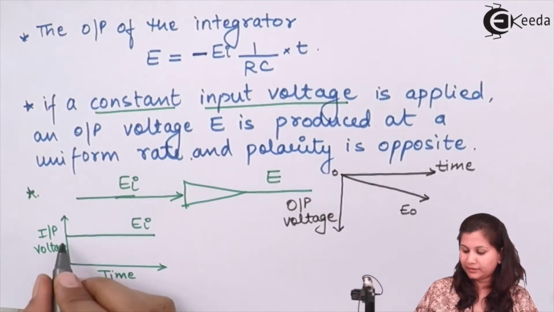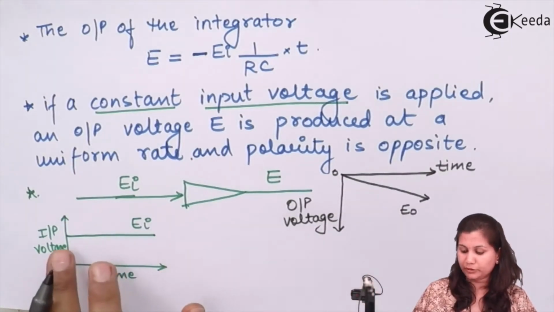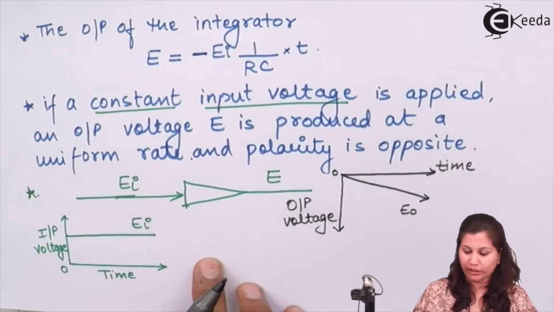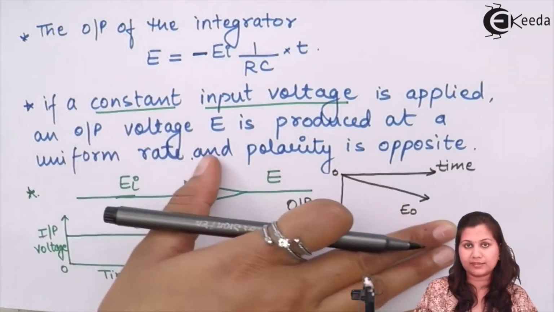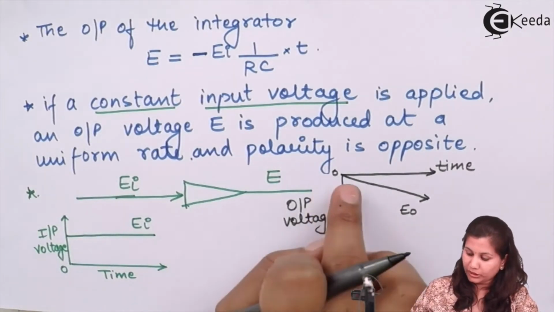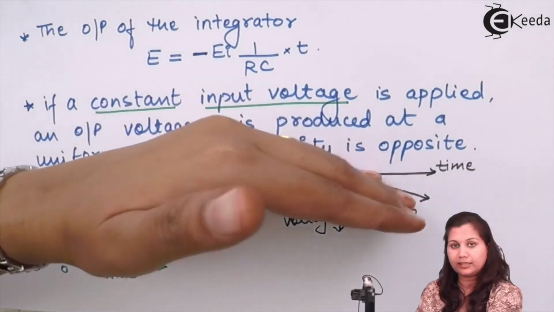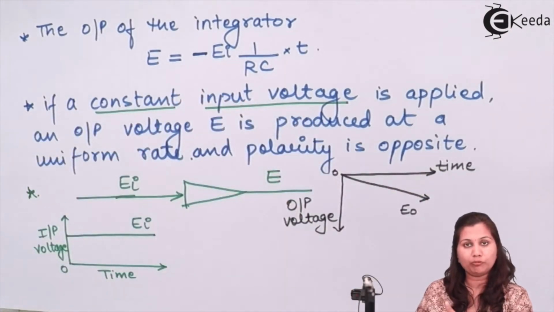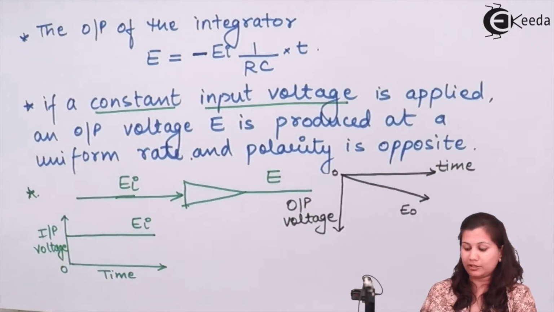You can see that the polarity of this output voltage is opposite to that of the input voltage, and when this input voltage is constant, the output voltage is on the negative side and it is increasing. So in this way, if the magnitude of input voltage is increased, the deflection of this output voltage will also be increased, its slope will also increase. So the magnitude of input voltage and output voltage will change accordingly.